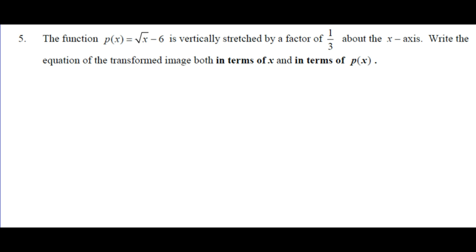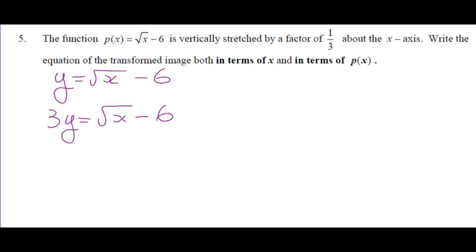Okay, we're going to do vertical stretch. So here's what we start out with, right? You got this p of x. So you're going to write y is equal to the root of x minus 6, right? Just write it as y equals. Okay, so say, no p of x, just y equals. Okay, now let's do the vertical stretch by a factor of 1/3. Y is replaced with 3y. And then we're going to write y equals, and what are we going to get? 1/3 root x.